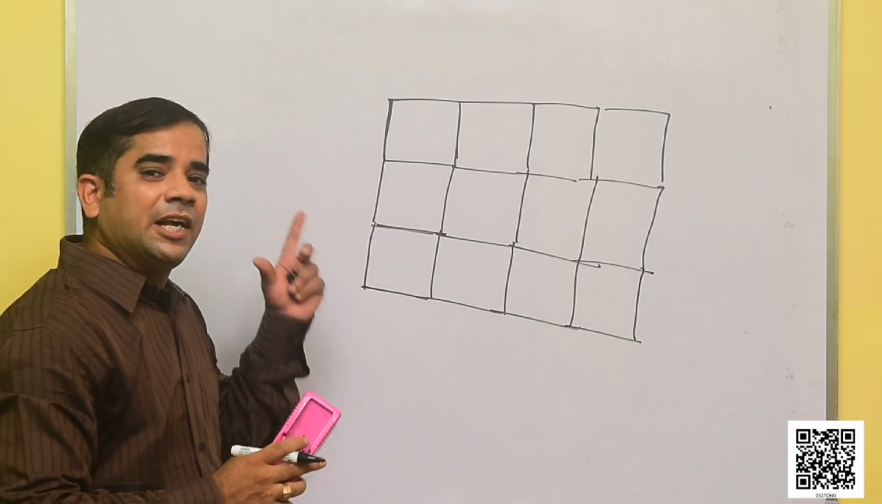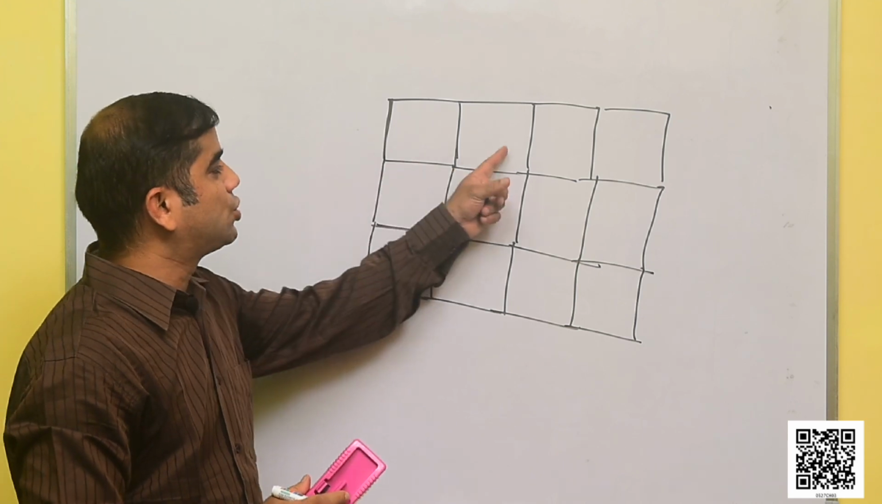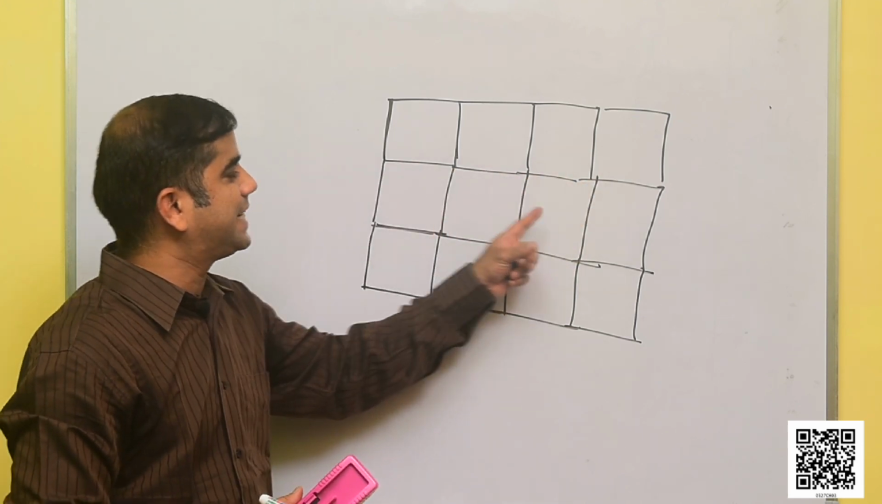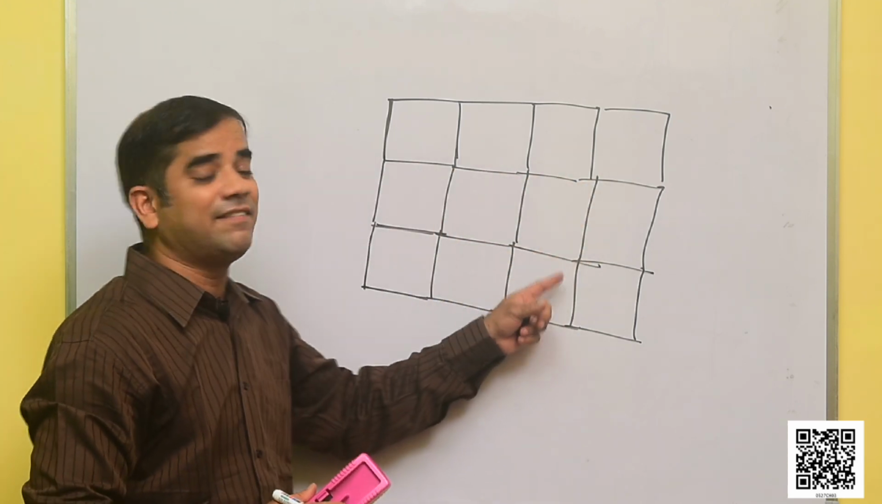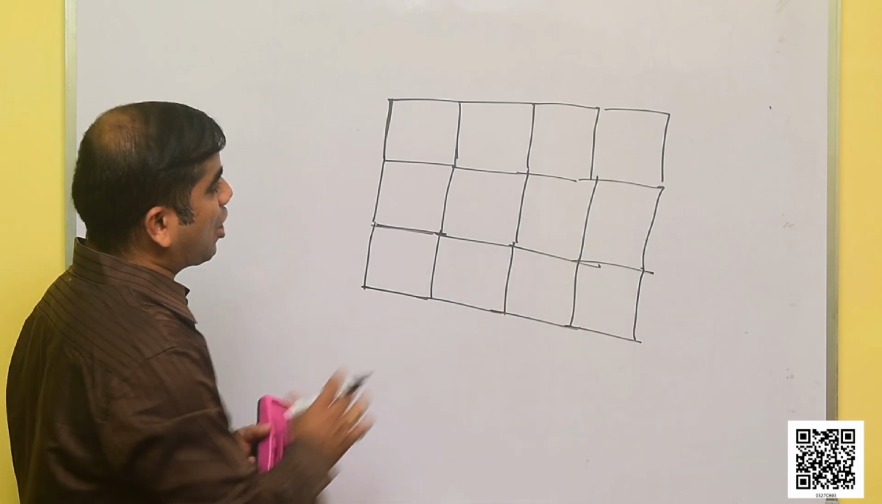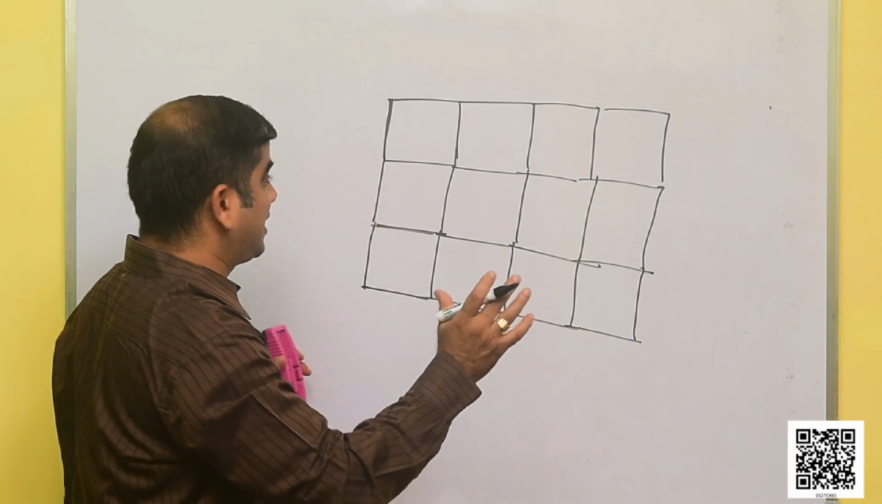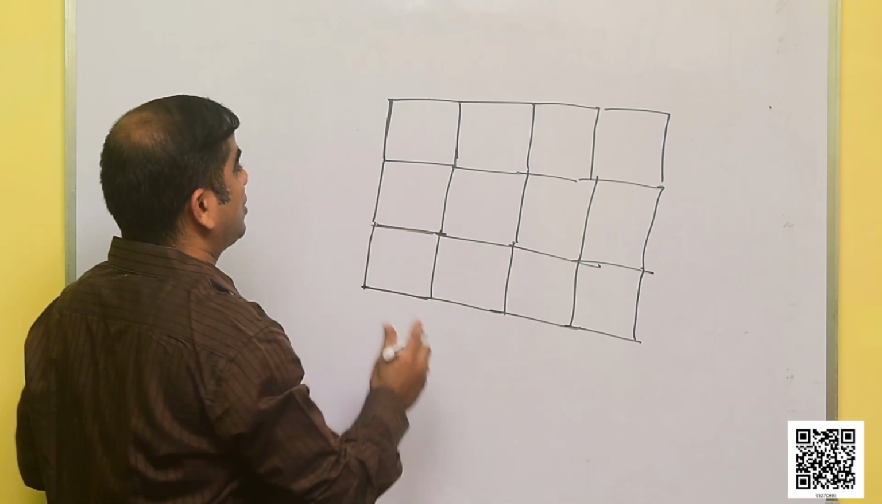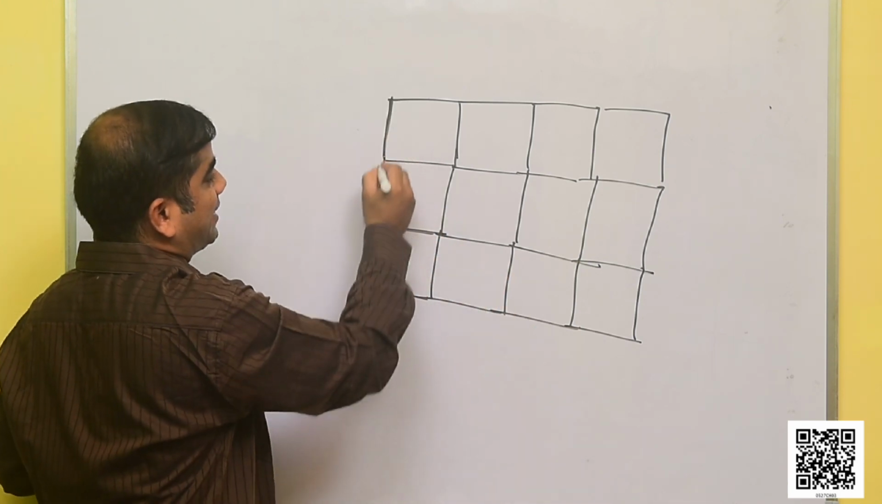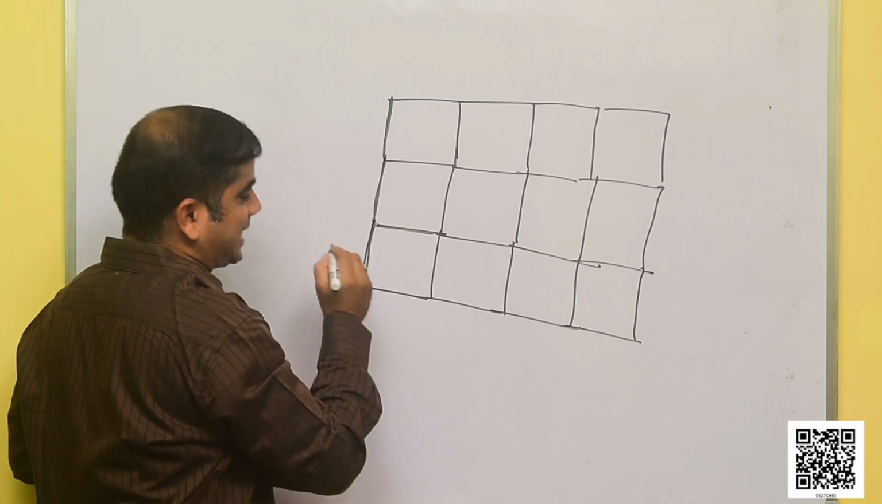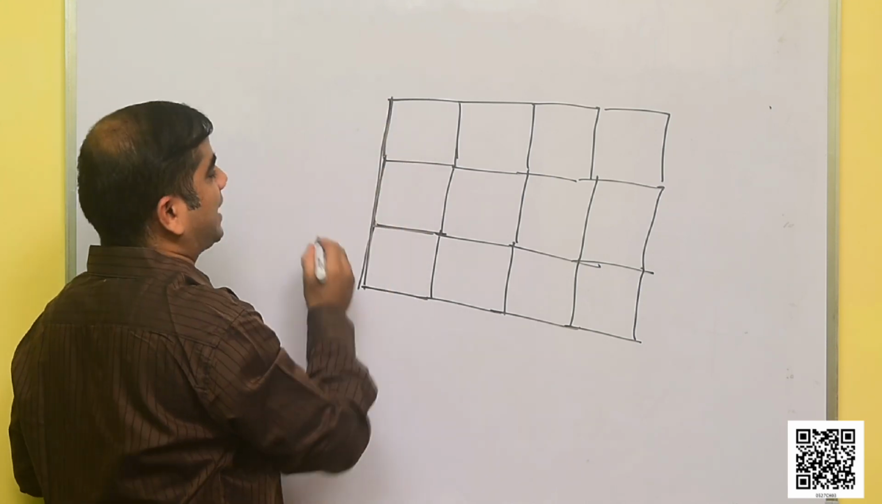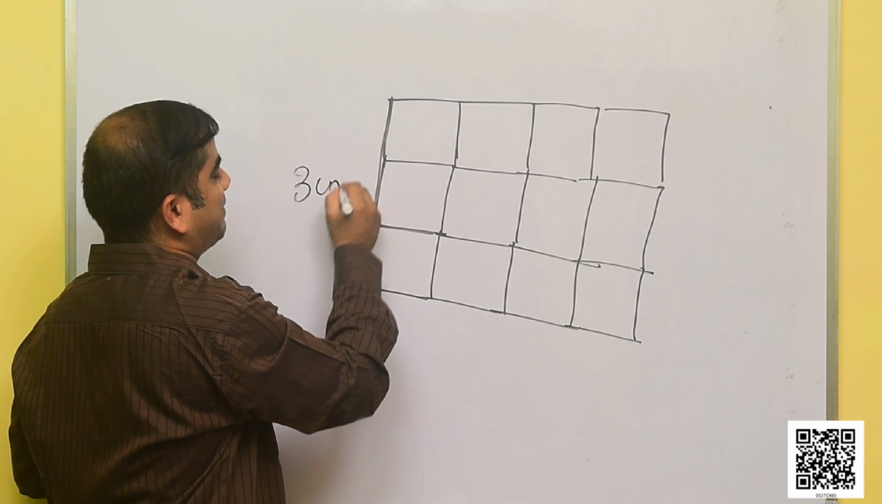Can you count the number of squares now? 1, 2, 3, 4, 5, 6, 7, 8, 9, 10, 11, 12. So now I have 12 squares which are joined together from their sides. So this is 1 centimeter, 2 centimeter, 3 centimeter. So this side of the rectangle is of 3 centimeter.